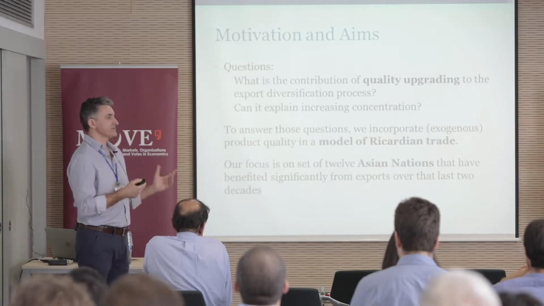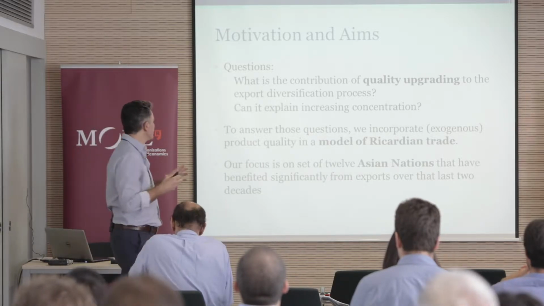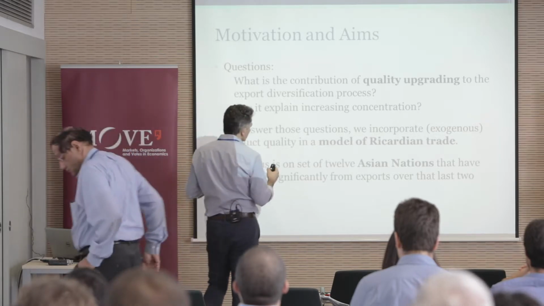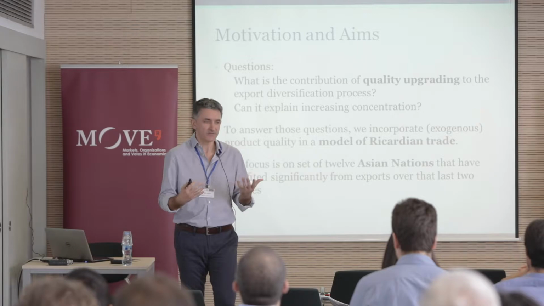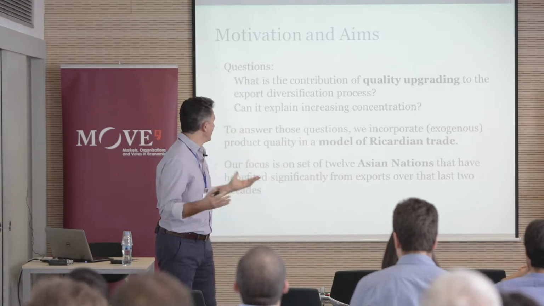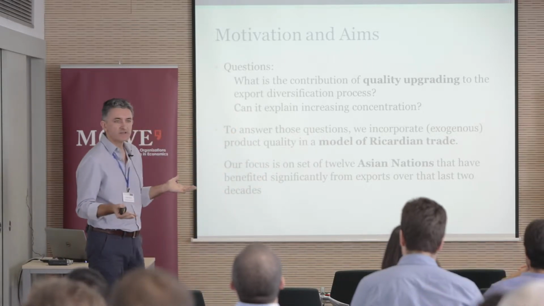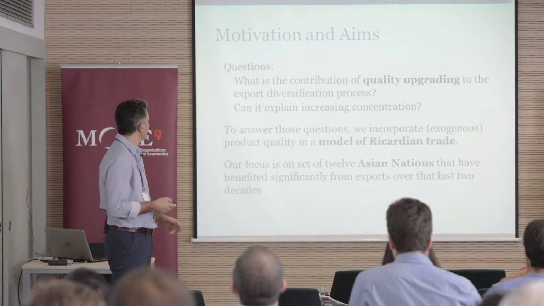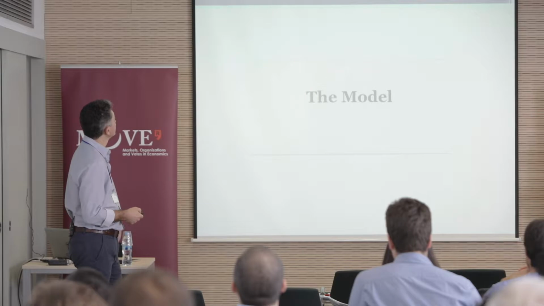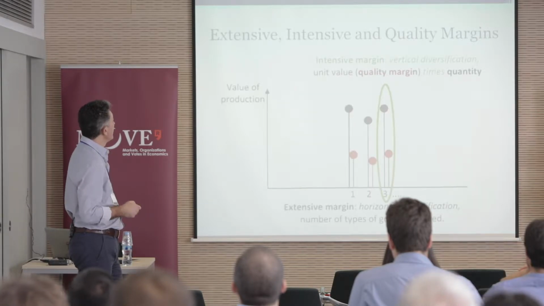Which countries do we choose? We are going to focus on countries for which exports have really made a big difference. We choose 12 Asian nations. For all of them, export has been very, very important. All right, so let's start with the model.